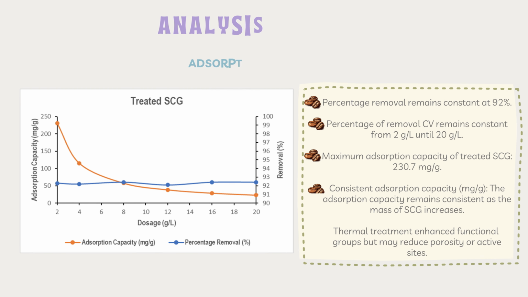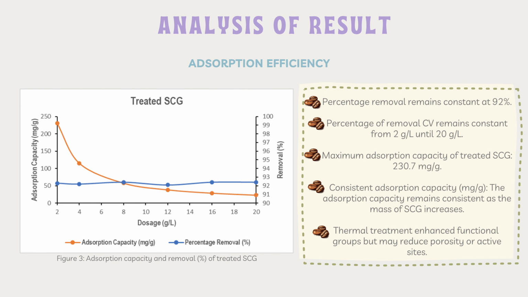For treated spent coffee grounds, removal stayed around 92% across all dosages with a maximum adsorption capacity of 230.7 mg per gram. So, while thermal treatment improves certain functional groups, it may have reduced porosity or blocked access to some active sites, slightly lowering performance compared to untreated spent coffee grounds.